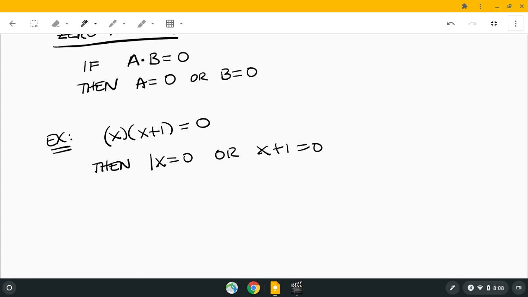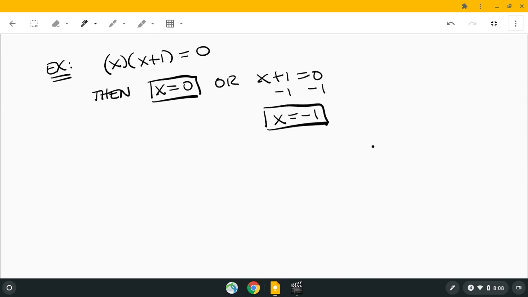That one's already solved, but here, subtract 1 on both sides, so x equals -1. If we plug 0 in, I get 0 times 0 plus 1 is 1, and 0 times 1 is 0. If I plug in negative 1, I get negative 1 here, but over here, I get 0, and negative 1 times 0 is 0. So we have two answers here: x equals 0 or x equals negative 1. Let's take a look at another example.